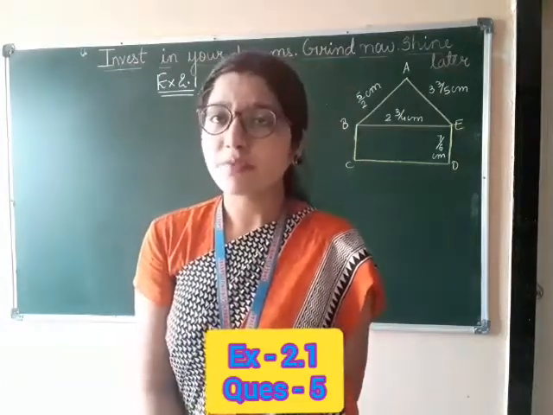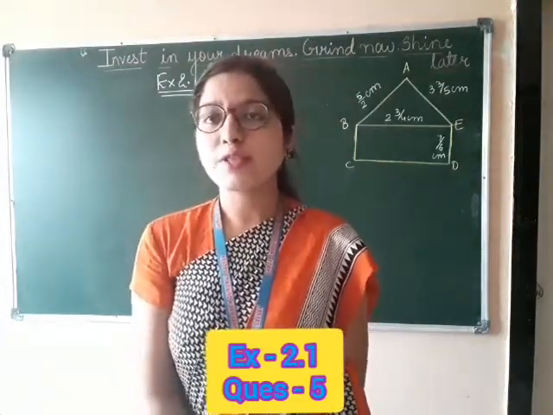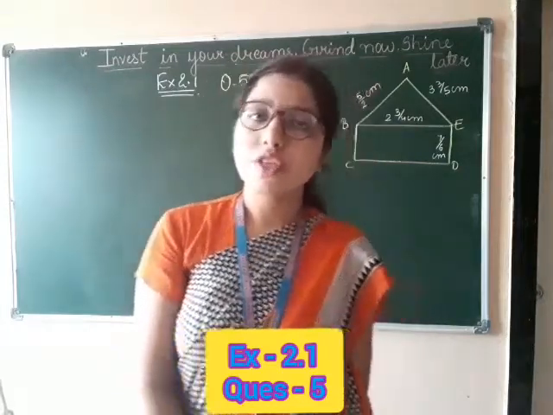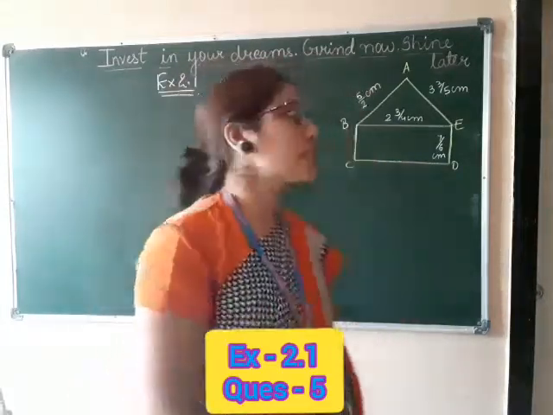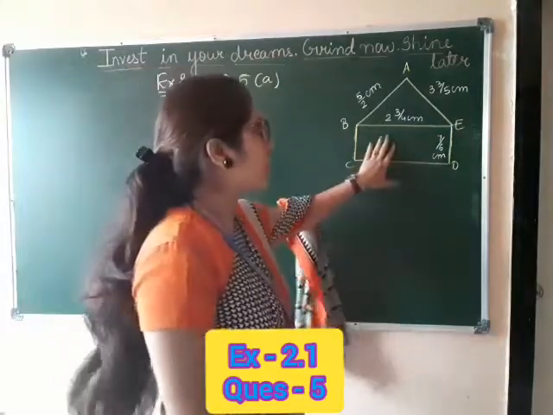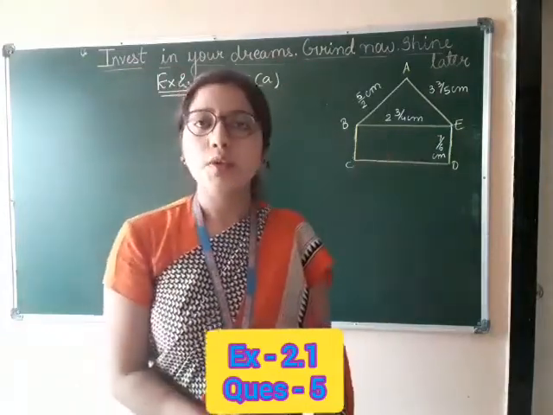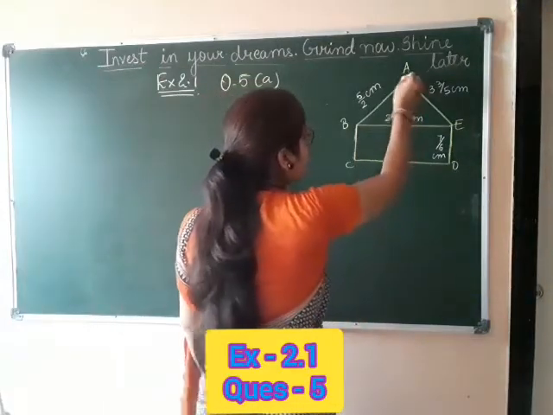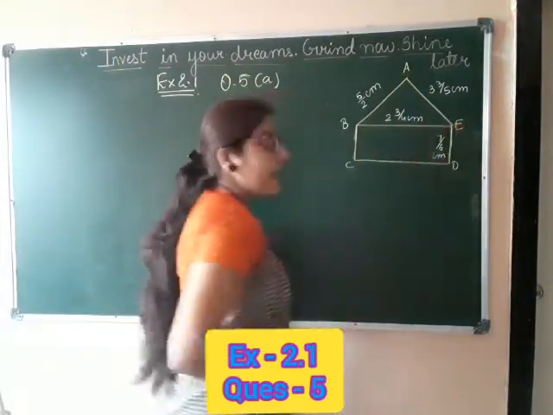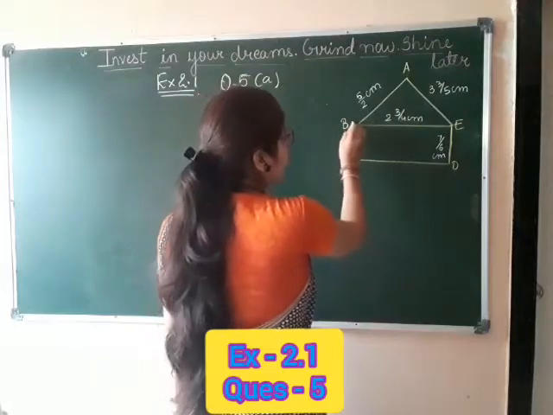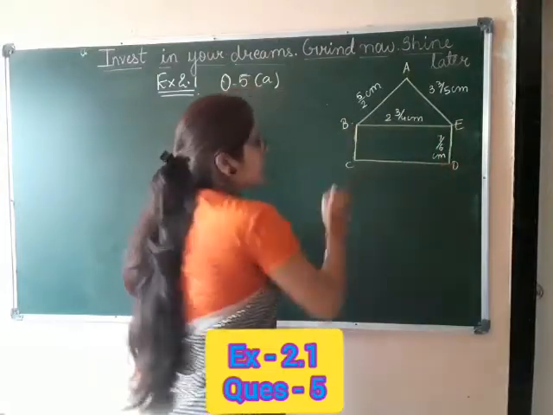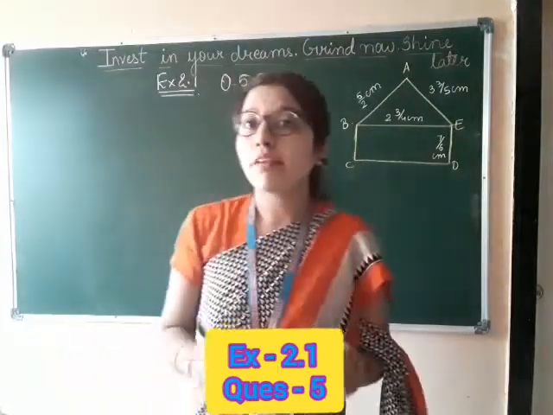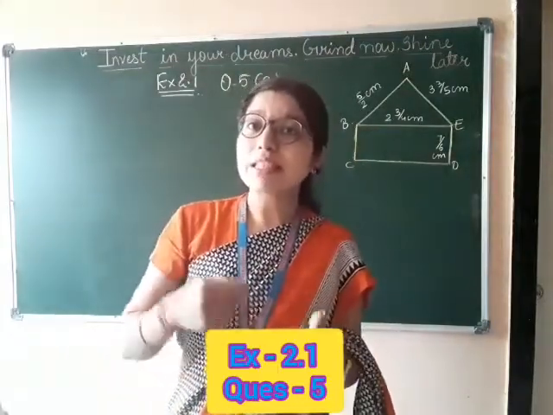In today's session, we are going to continue our exercise 2.1 with question number 5. Now in question number 5, there are two questions. What is given? You can see this figure is given in question number 5. You have to find the perimeter of triangle ABE and rectangle BECD. You have to find the perimeter of both of those and see whose perimeter is greater.